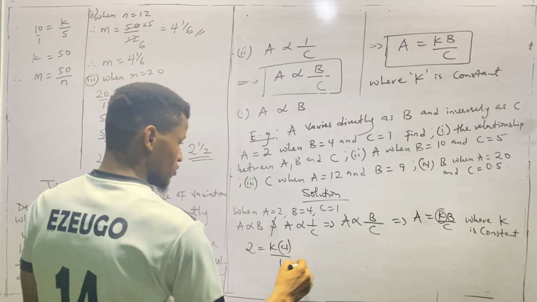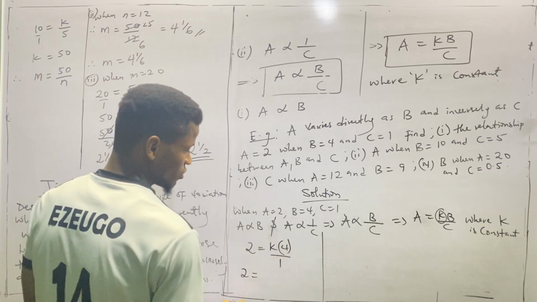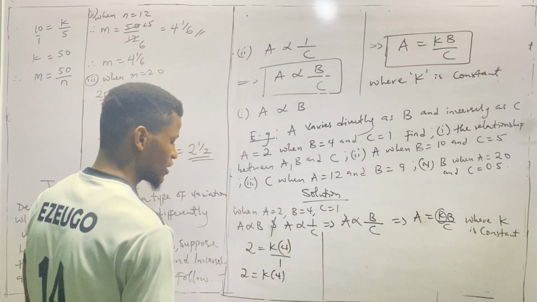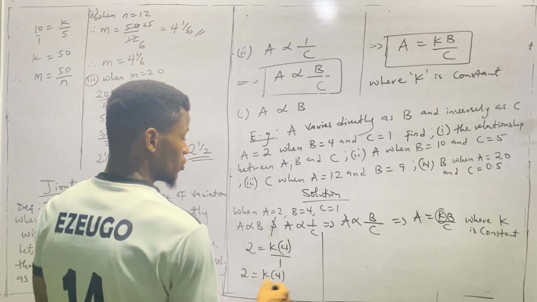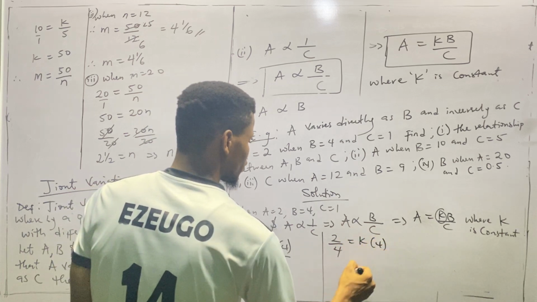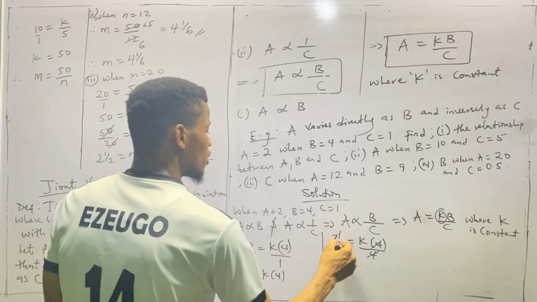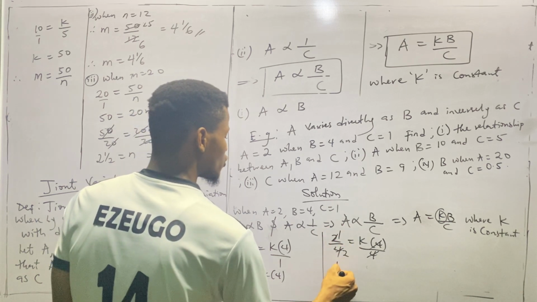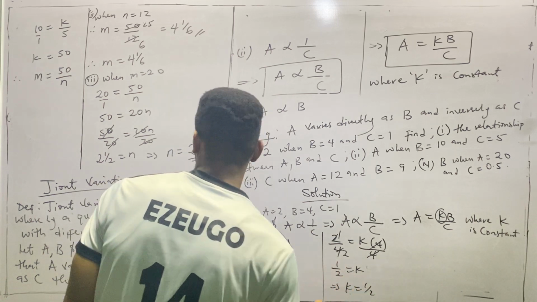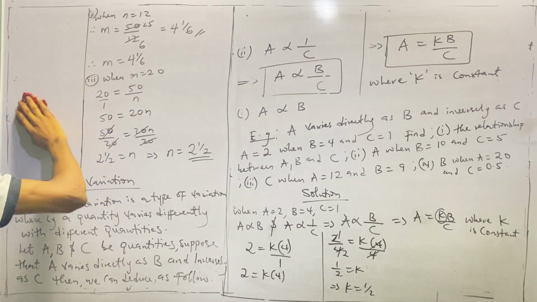So let me solve it here. This is 2 equals 1 divided by K times 4, which is K times 4. Anything divided by 1 is that. So we divide both sides by 4. We have 2 over 4 equals K times 4 over 4. So 4 cancels 4, 2 here is 1, 2 here is 2. So we have that 1 over 2 equals K. This implies that K is half. So the value of our K is half.